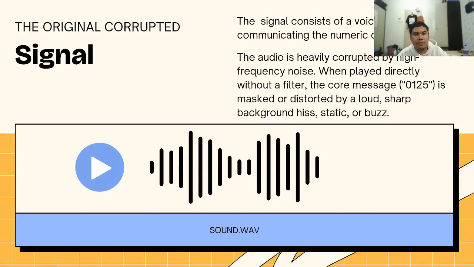Okay, from this audio signal, we know that it consists of voice and a sequence of numeric digits 0, 1, 2, and 5. But this audio is heavily corrupted by high noise and also distorted by loud and sharp background hiss, static, or buzz.